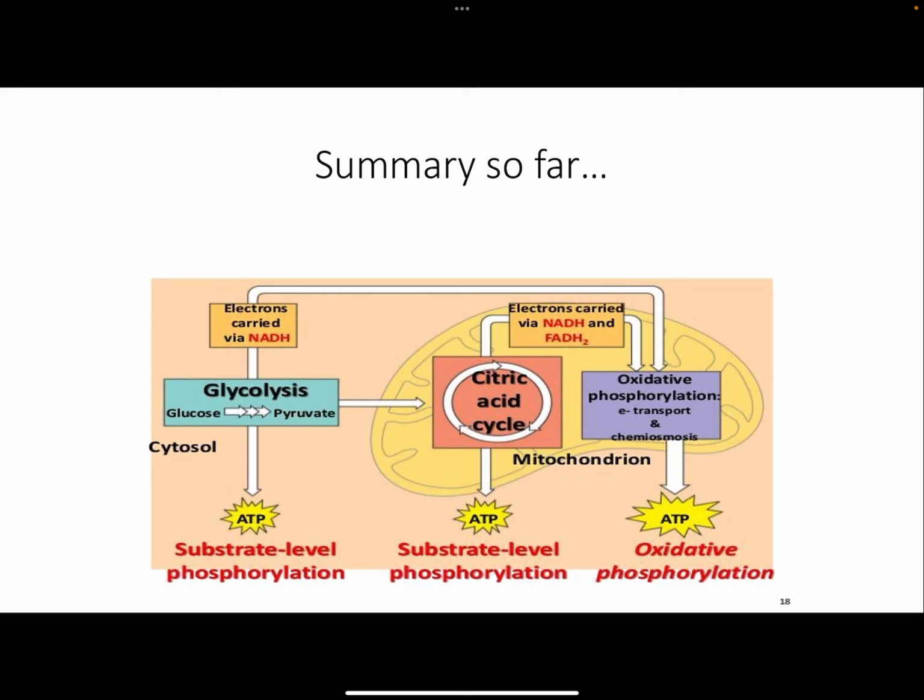Summary so far: this is in the cytosol. 1 glucose becomes 2 3-carbon pyruvates. We make 2 ATP and 2 NADH. There's an investment phase and a payoff phase separated by the point where we break it in half. This then becomes acetyl-CoA, which generates an NADH. It loses a carbon, so now we have a 2-carbon acetyl-CoA.